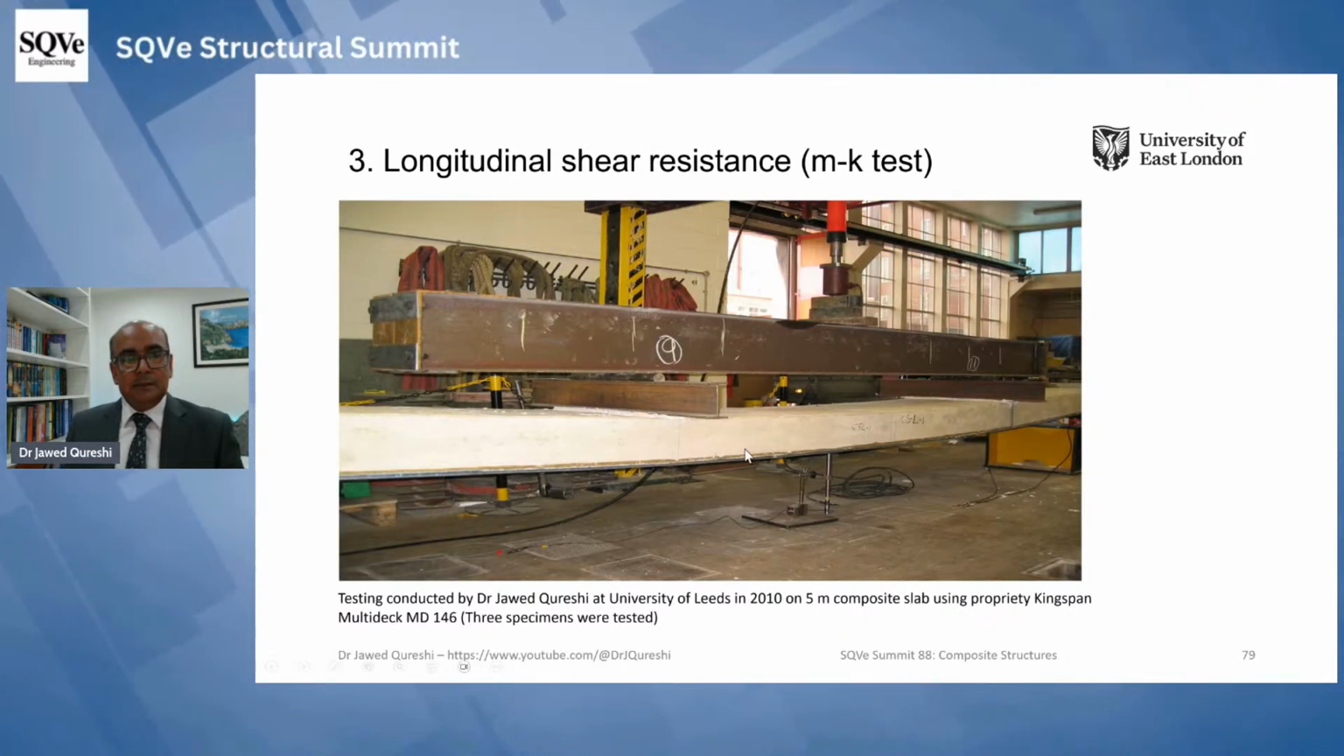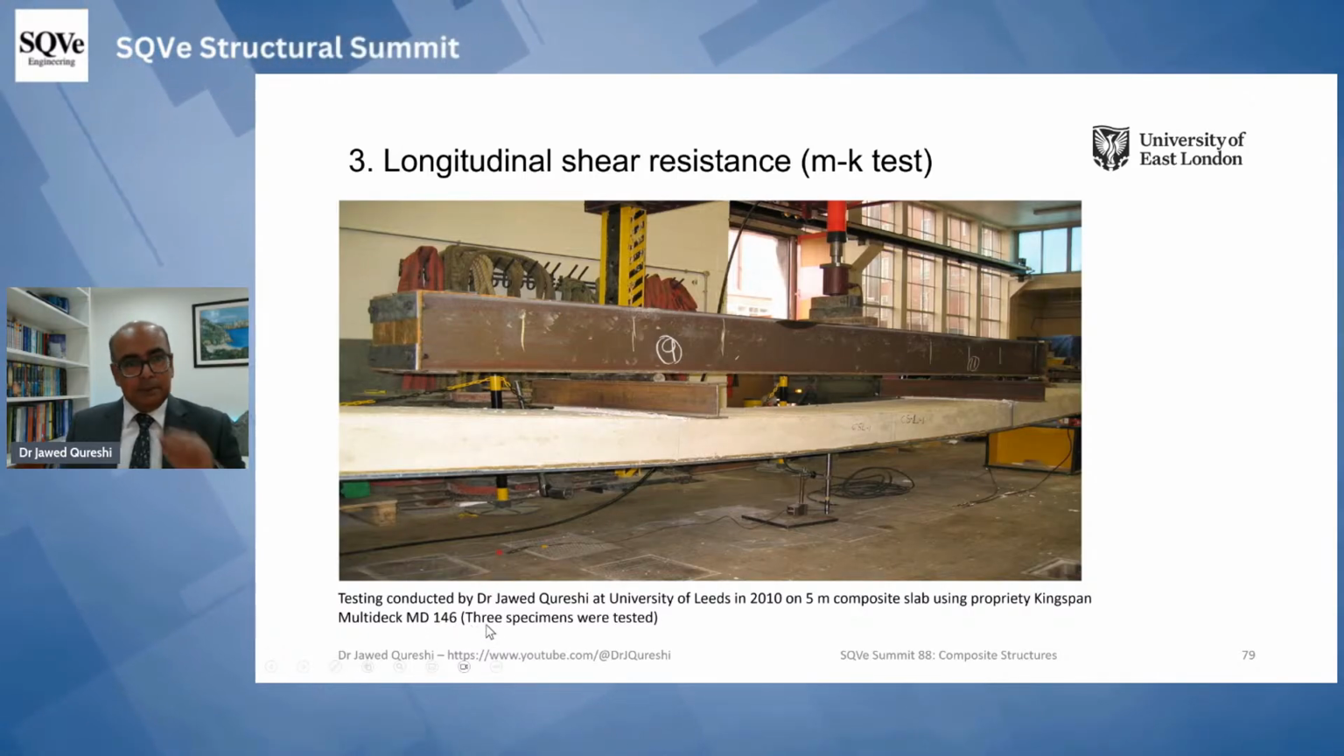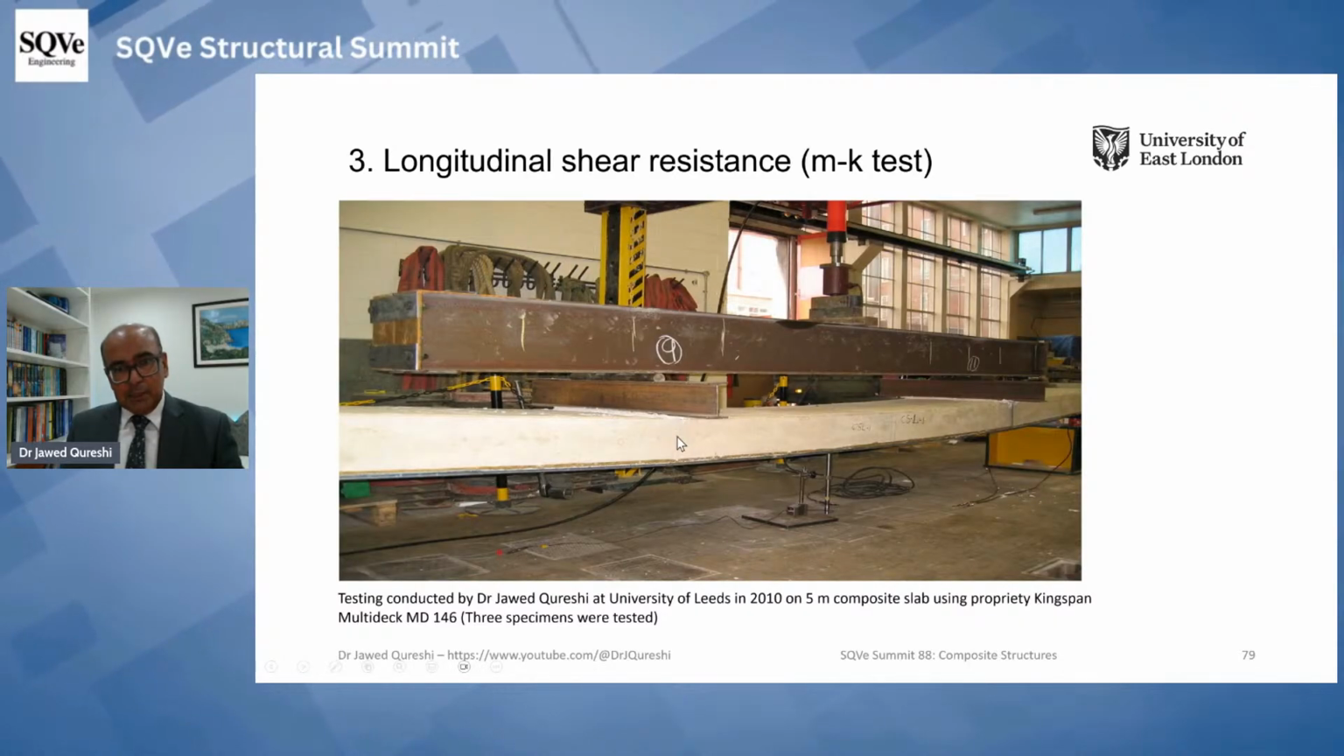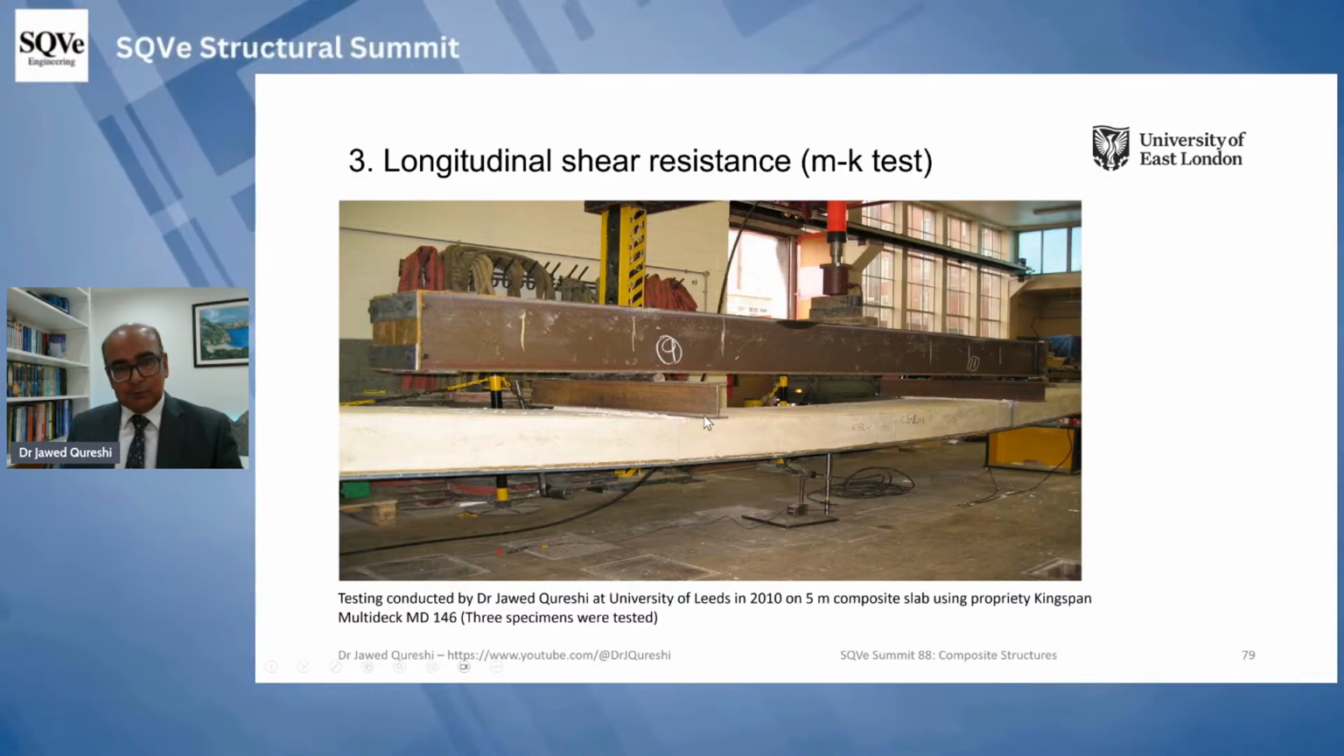This is a 5 meter slab on Kingspan 146, and 3 spans were tested here. At this point where load is applied, we have this profile sheeting underneath, and we put some crack inducers over here. The purpose of crack inducers was to clearly define shear span, and shear span was from this point to the supports. So in this case, from this point to the end.